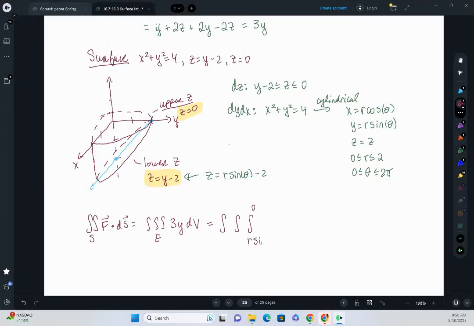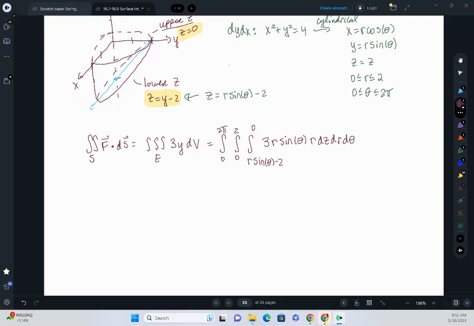So I'll put r sine of theta minus 2 for the lower bound, while the other bounds are going to be for r and theta. So we'll go from 0 to 2 for r and 0 to 2 pi for theta. Our integrand, 3y, becomes 3r sine of theta. And then for our dV, we get r dz dr d theta.